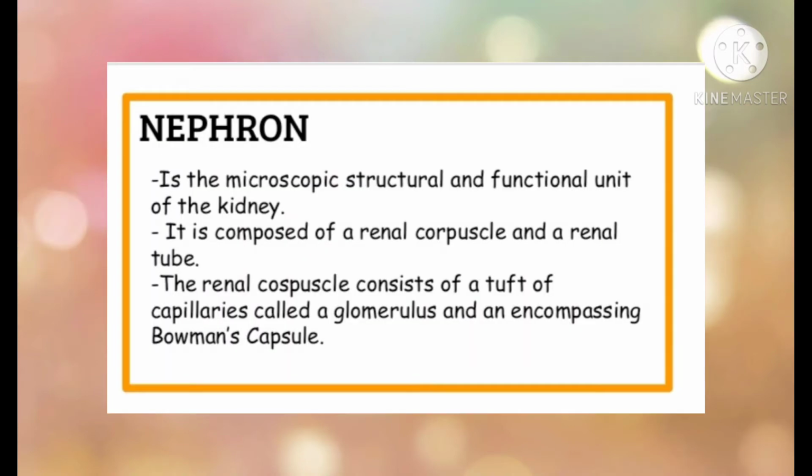Nephron. The nephron is the microscopic structural and functional unit of the kidney. It is composed of a renal corpuscle and a renal tubule. The renal corpuscle consists of a tuft of capillaries called the glomerulus and an encompassing Bowman's capsule.